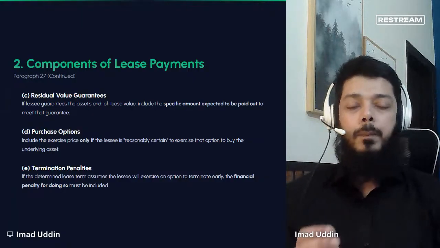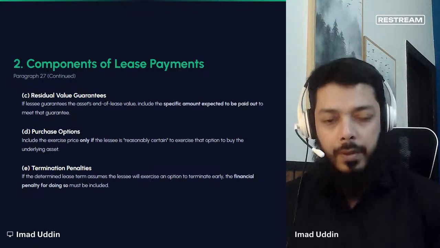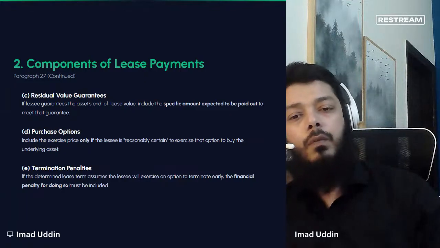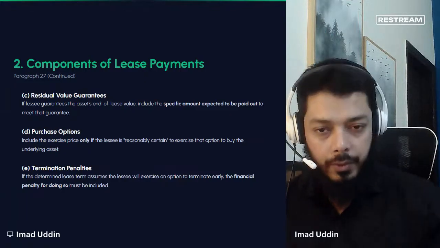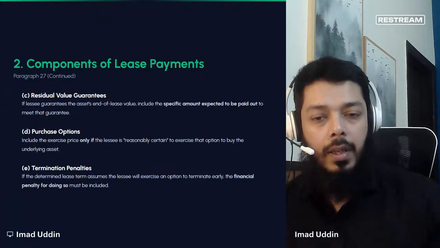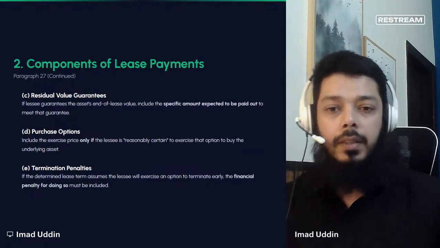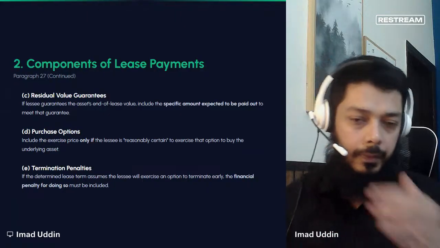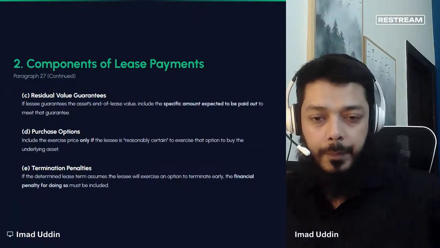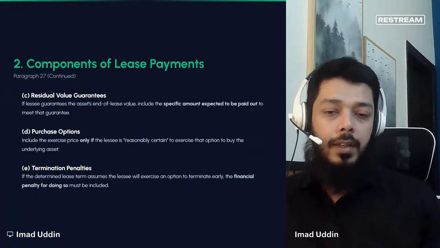And the thing here is that this is a guarantee. This is not a certain payment. If I'm guaranteeing that at the end of the lease term your asset would be sold for $100,000, and it's not sold at $100,000 but at $90,000, then the lessee would have to pay the difference, $10,000. If it's sold at $50,000, the lessee would have to pay $50,000 to make up the difference. And so this amount, therefore, cannot be fixed in many cases.